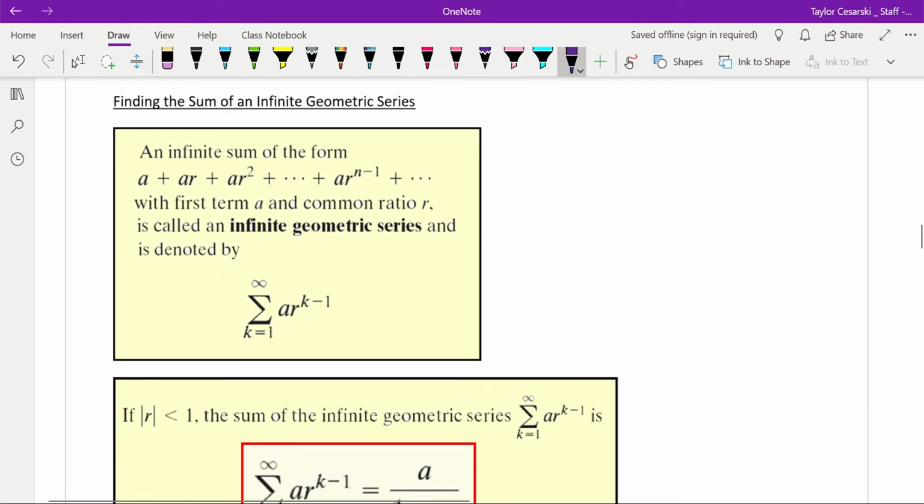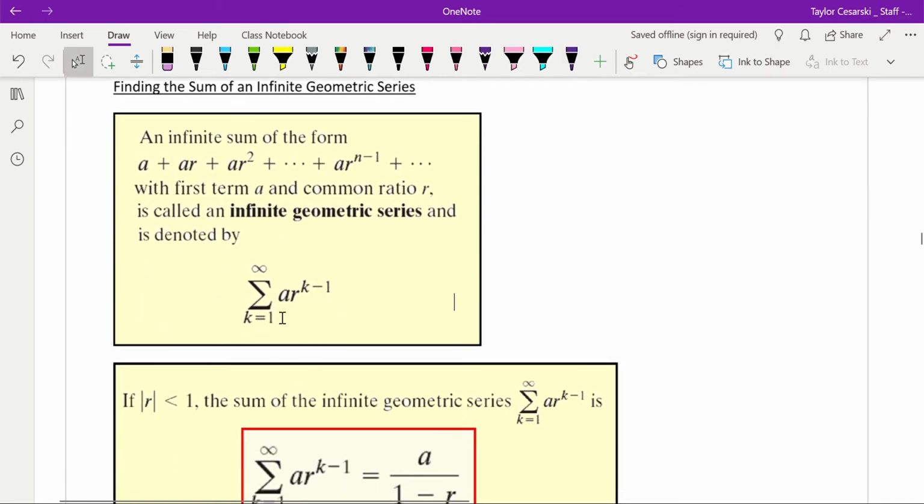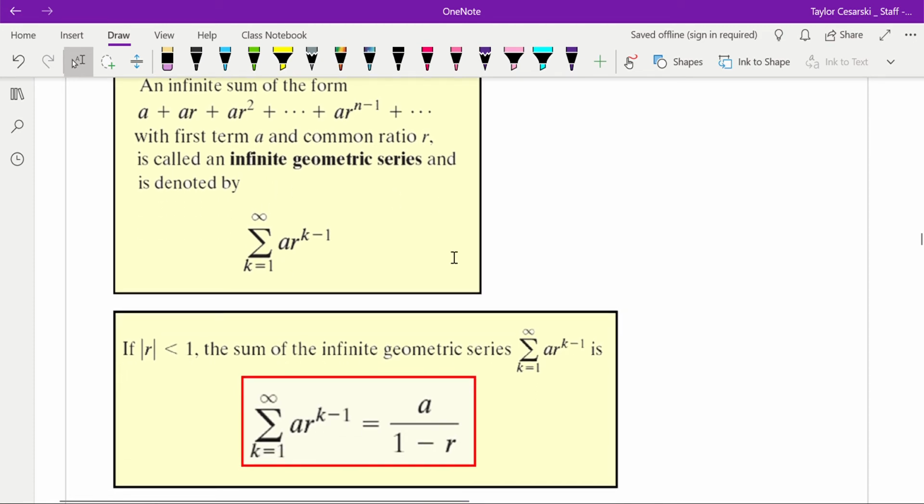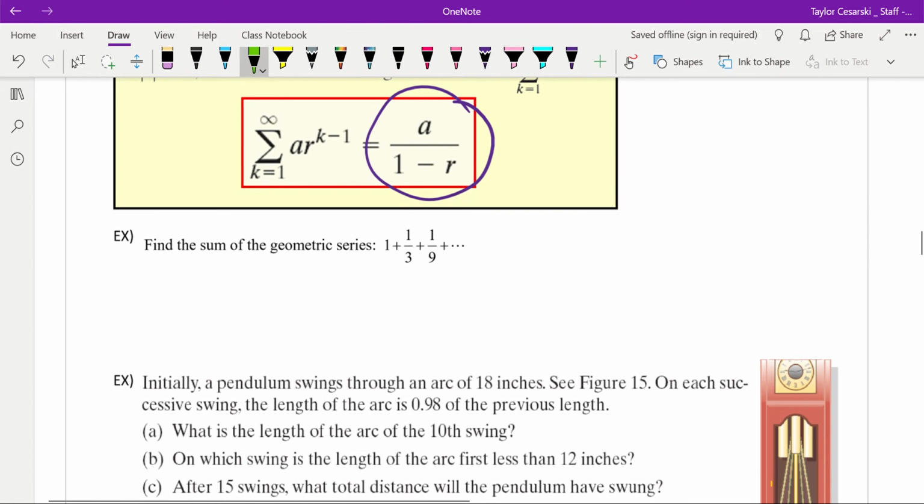All right, so what if it's an infinite geometric series? So k equals 1 to infinity, for example. So it goes on forever. Well, there's actually a really nice formula that we can use to find the sum of an infinite geometric series, and that's a over 1 minus r, where a is our first term and r is our common ratio. So find the sum of the geometric series. It gives you the first 3 terms. You just have to find a, r, and plug in those numbers.